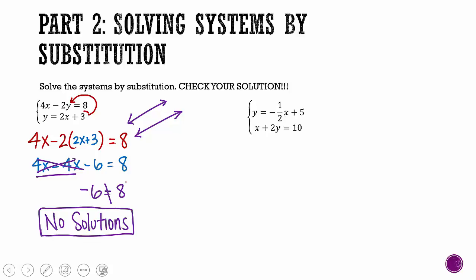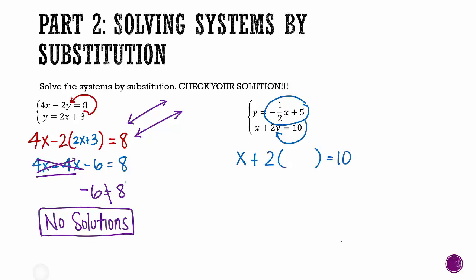So let's try another one. This one will work out a little different, but just like before, it has the y solved for, so all I'm going to do is take this and plug it in right here. So everything stays the same, except instead of writing y, I'm going to write what y equals, which is -1/2 x plus 5. So I end up with x. When I distribute this, 2 times negative 1/2 gives me negative 1. 2 times 5 gives me 10, and it equals 10.